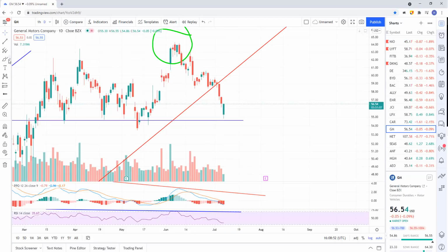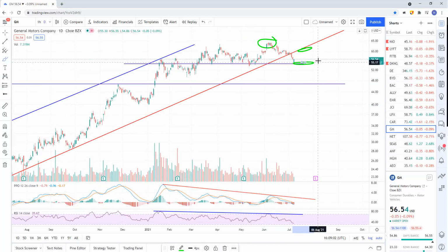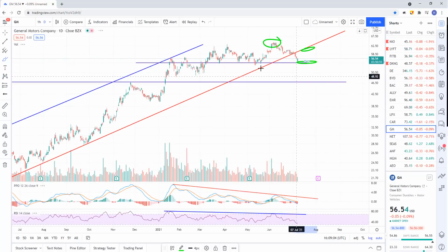So again, same deal. I'd want to short on a back test of the trend line or on a break of support. Right, those are the two areas. But I would want to short this. I would not want to be long. We are below trend. We have sell signals. We have negative divergence.